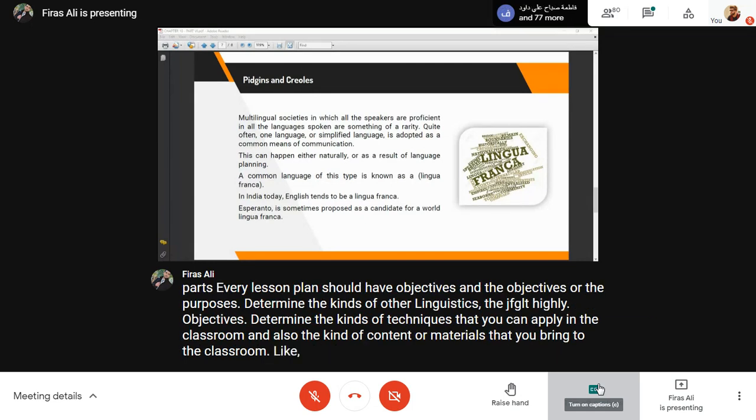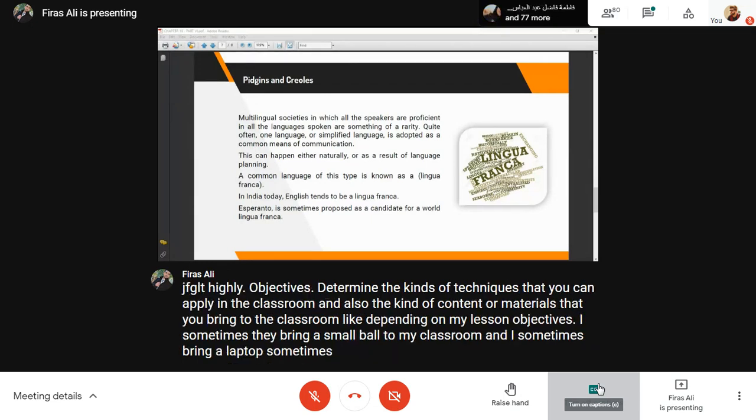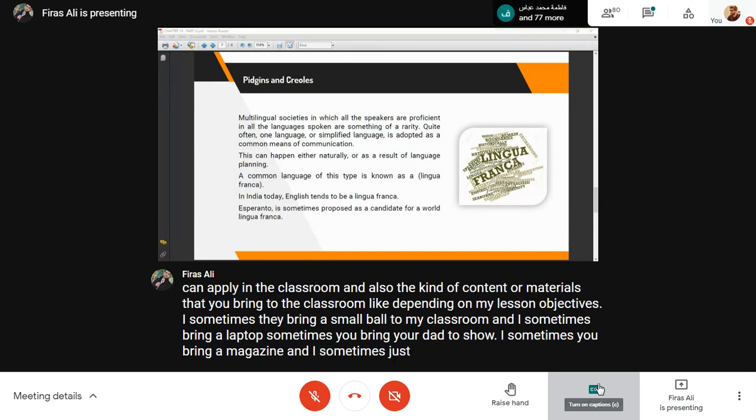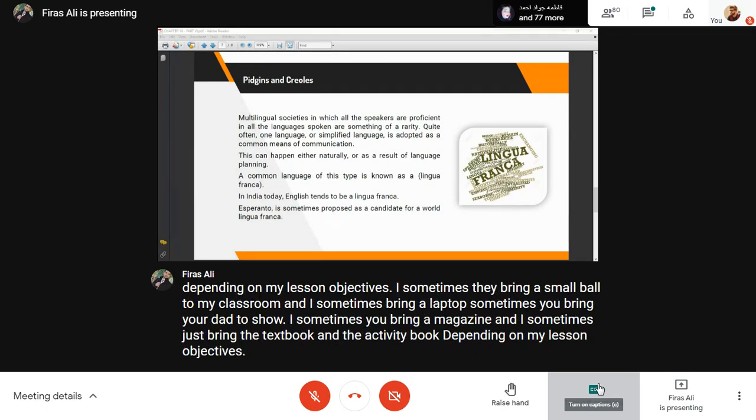Depending on my lesson objectives, I sometimes bring a small ball to my classroom, and I sometimes bring a laptop, I sometimes bring a data show, I sometimes bring a magazine, and I sometimes just bring the textbook and the activity book, depending on my lesson objectives. And I apply certain techniques.